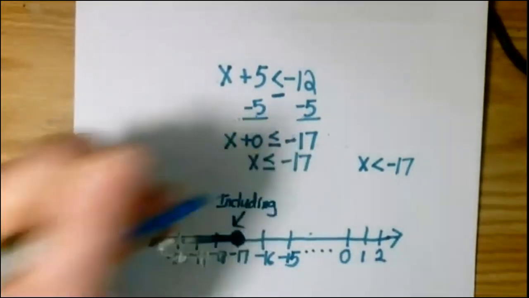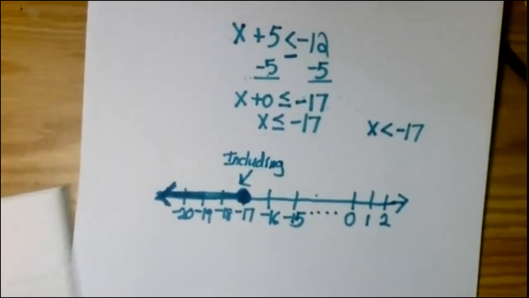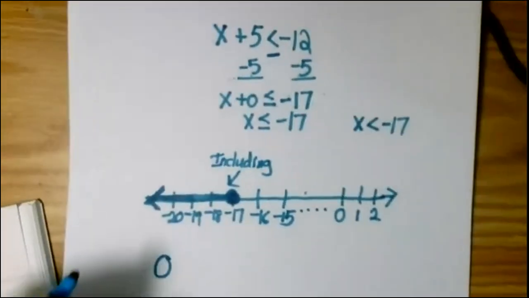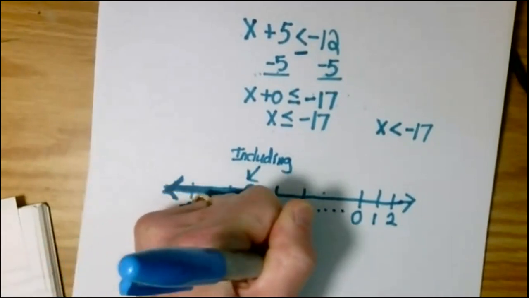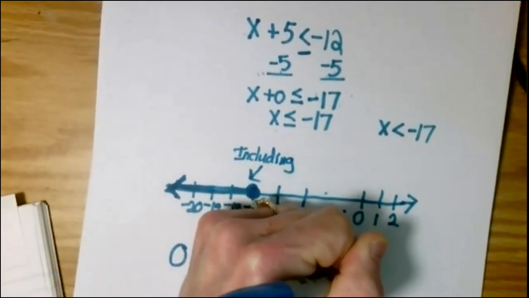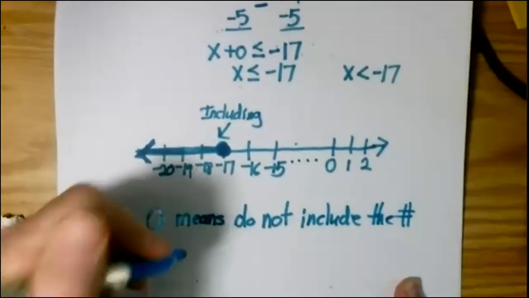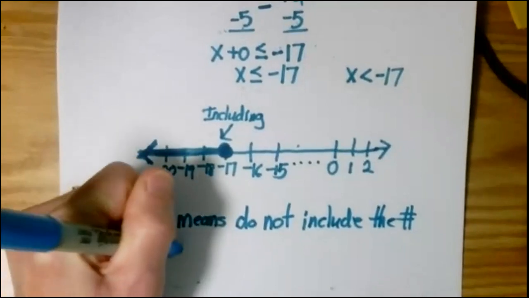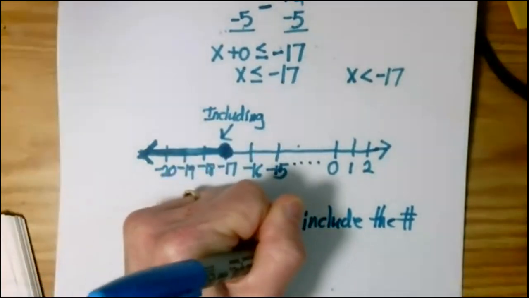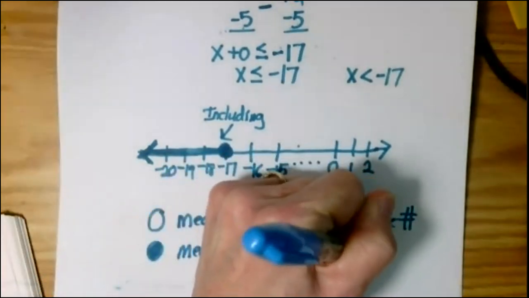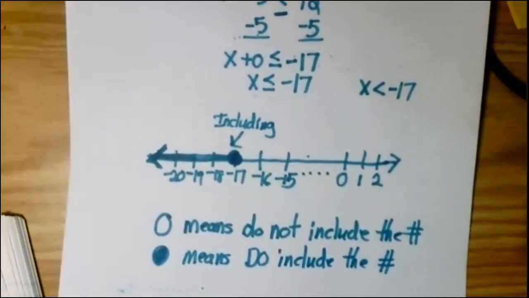So we can summarize that by saying an open circle means do not include the number. A colored in circle means do include the number. Okay? Let's try some more examples.